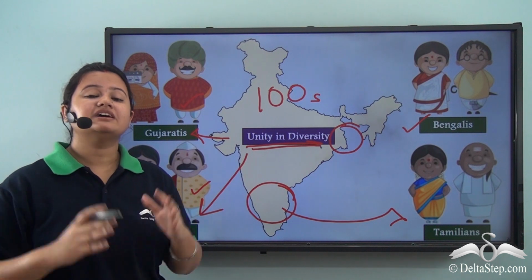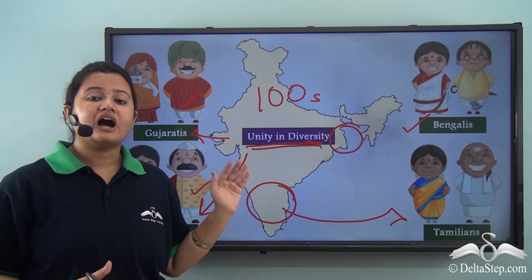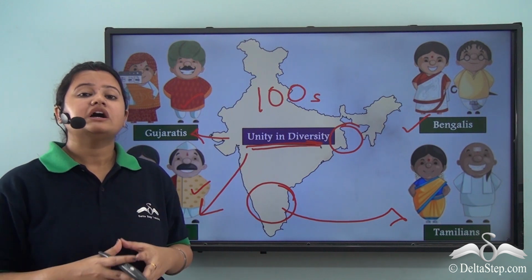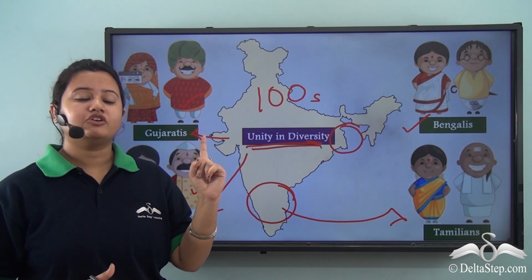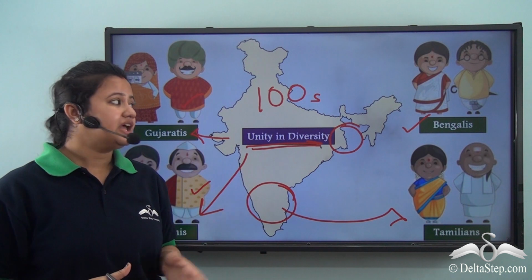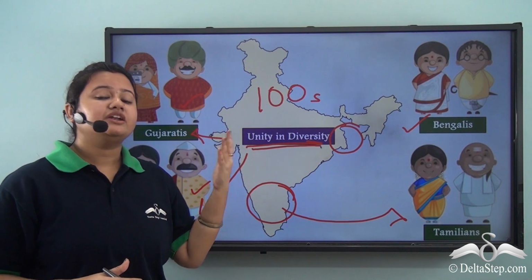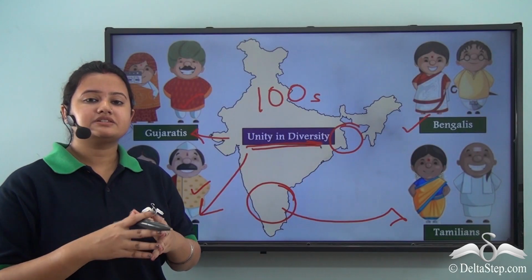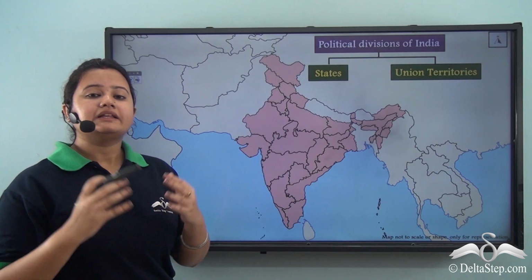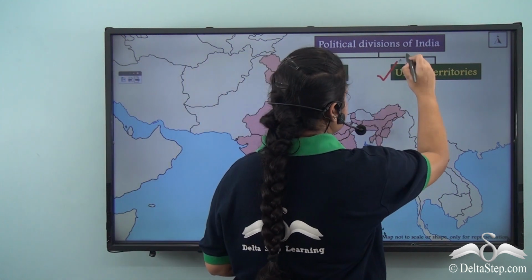Now, since India is a large country and the second most populous country in the world with such high diversifications and variation, therefore it is quite cumbersome for the central government, that is one single government, to rule the entire country. So, for the ease of administration, the huge country has been divided into several smaller states and union territories. So now let us discuss the political divisions of India. Well, the political divisions of India comprise states and union territories.